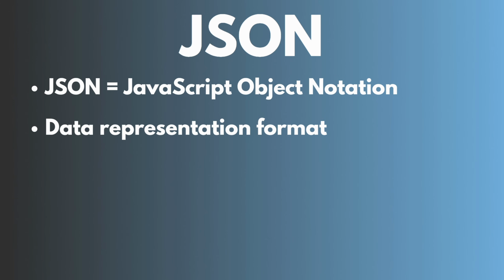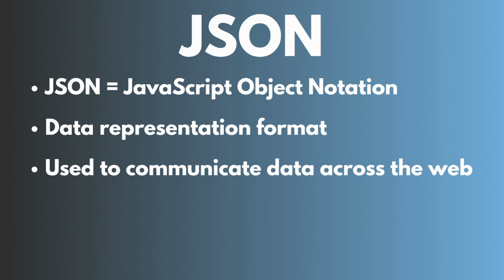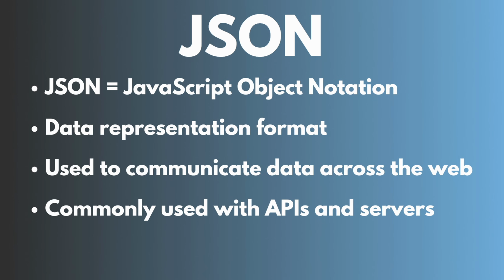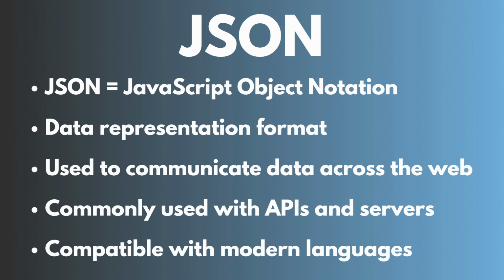JSON stands for JavaScript Object Notation. JSON is a data representation format, and it's used to communicate data across the web. What's that mean? Well, it means it's used all the time in APIs and servers in order to store and transfer information. If it wasn't already obvious by the name, JSON is based off of JavaScript, but it's actually very compatible with most modern programming languages. If you want to be a web developer or even work on backend development, it's essential that you know how JSON works.